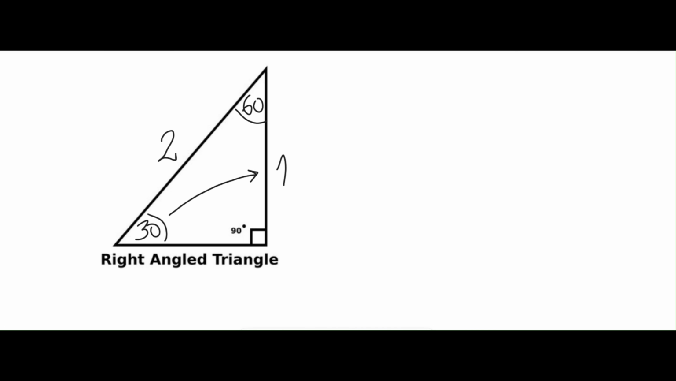Now, what is the shortest one? You can use Pythagoras to solve it. Okay, let's say it's x. You know that to find x squared, you add 1 squared, that is equal to hypotenuse squared.